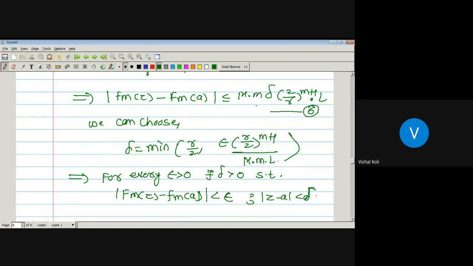हे कसं येईल चेक करा. जर दोघांच्या मिनिमम मध्ये जर R बाय 2 असेल, R बाय 2 जर असेल म्हणजे डेल्टा हा R बाय 2 पेक्षाही लहान असेल, तर ऑब्विसली तो याच्यापेक्षाही लहान असेल. ठीक आहे का?